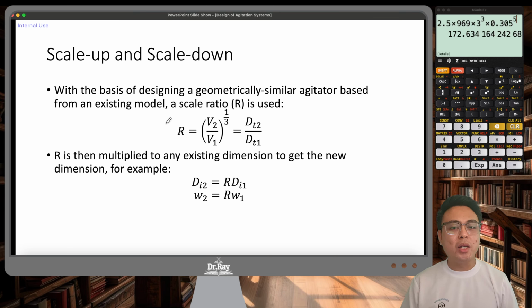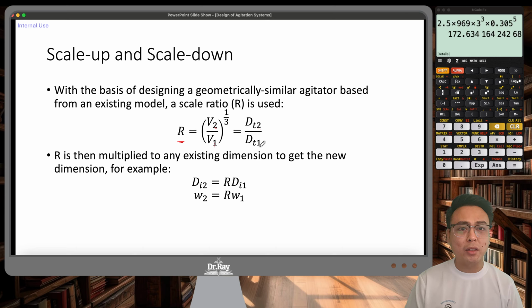And with that in mind, everything that has something to do with scaling up or scaling down of agitators is described by this scale ratio R in here. The scale ratio or the scale parameter capital R is the ratio of V2 over V1, or the new volume over the original volume, raised to 1/3. And that boils down to simply having the new tank diameter over the original tank diameter.